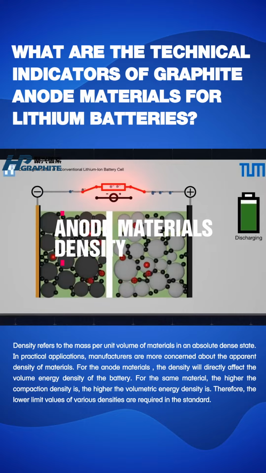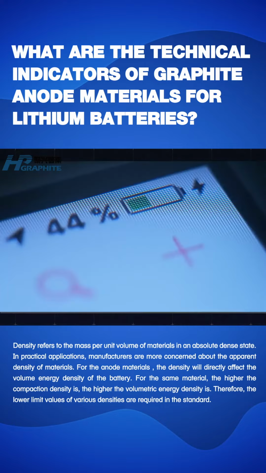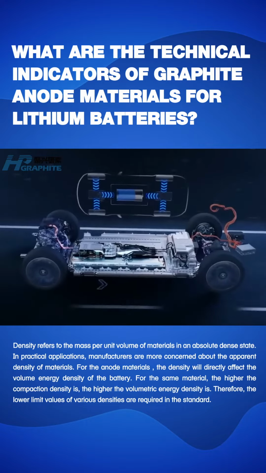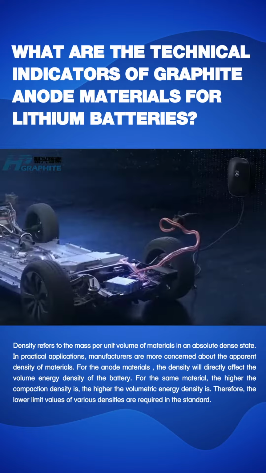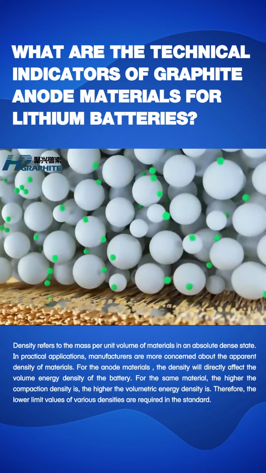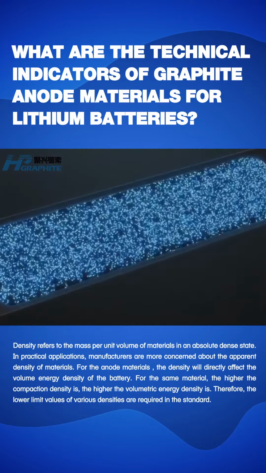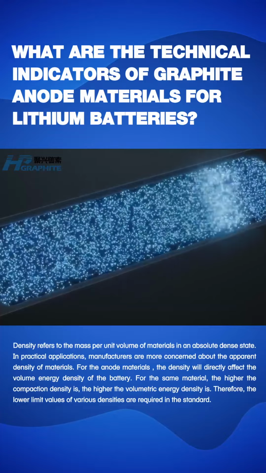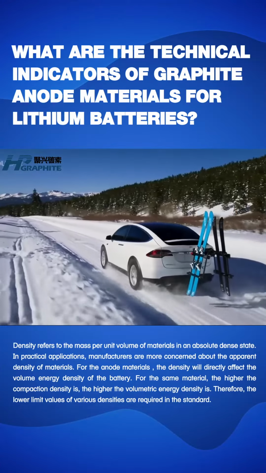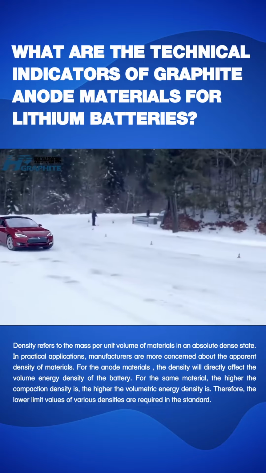Anode materials density. Density refers to the mass per unit volume of materials in an absolute dense state. In practical applications, manufacturers are more concerned about the apparent density of materials. For the anode materials, the density will directly affect the volume energy density of the battery. For the same material, the higher the compaction density is, the higher the volumetric energy density is. Therefore, the lower limit values of various densities are required in the standard.